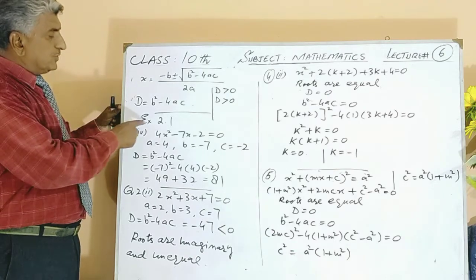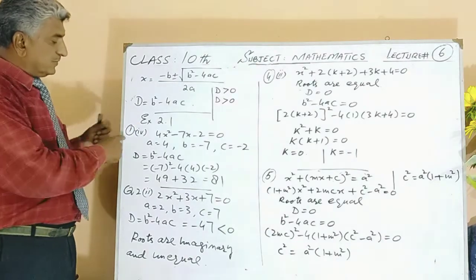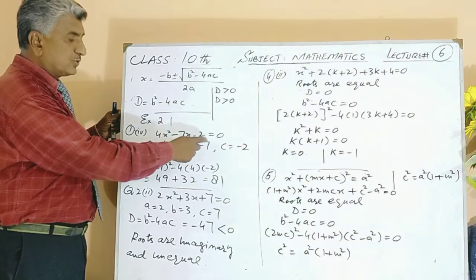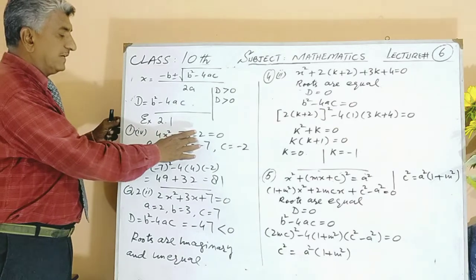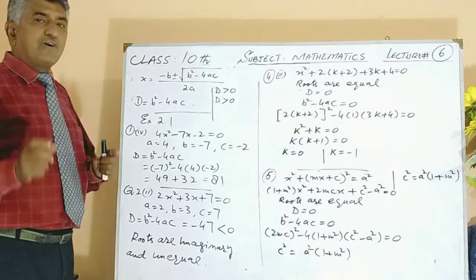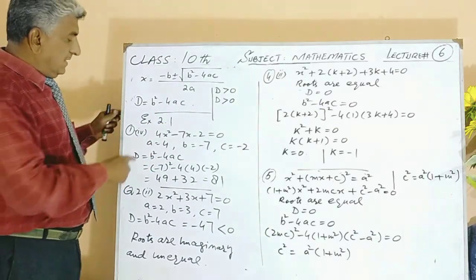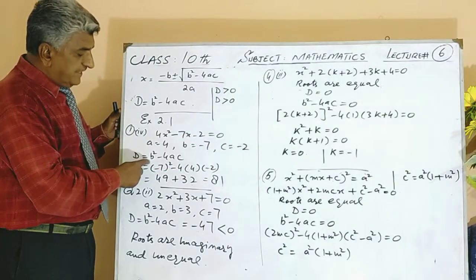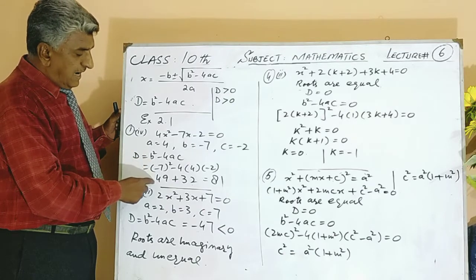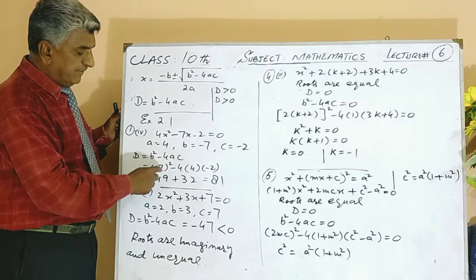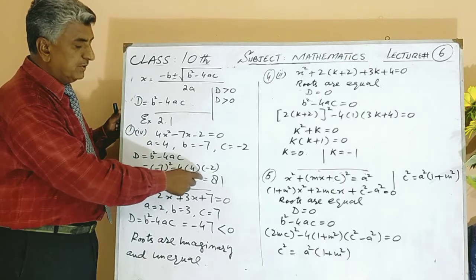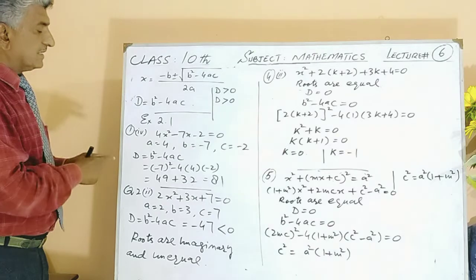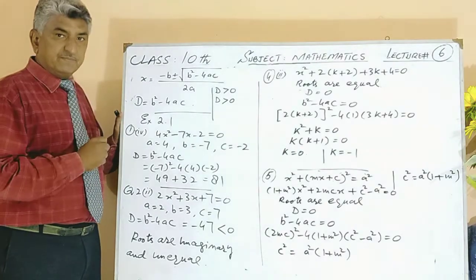Now in exercise 2.1, first question, fourth part, you are given 4x square minus 7x minus 2 is equal to 0. This is a quadratic equation, and in this question you have to find the discriminant. Putting the values of a, b, c, after simplification the answer is 49 plus 32, that is equal to 81. So in this question the discriminant is 81. Okay boys?